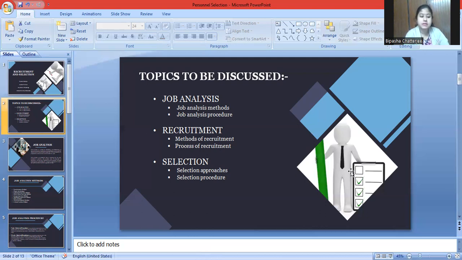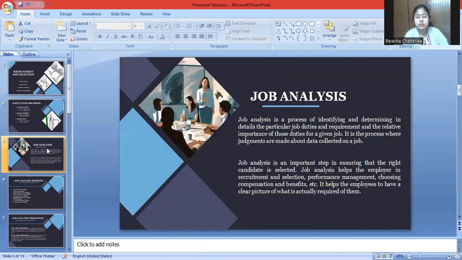Now, job analysis is something where we are focusing on the detailed information about a particular job. So basically, it's a process where we are identifying and determining the details of a particular job's duties and responsibilities and requirements, and the importance of those duties, why that needs to be done.